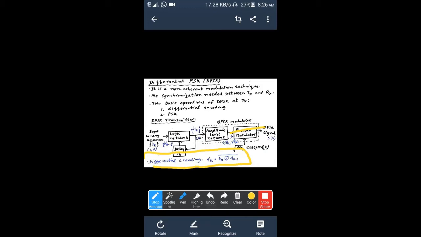Differential encoding: d_k is equal to b_k XOR d_(k-1) bar. Can anyone of you identify what operation it is in digital logic? XNOR. XNOR, right? So you identified that one, right?